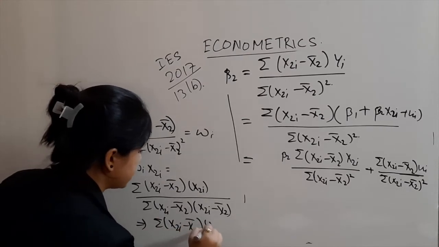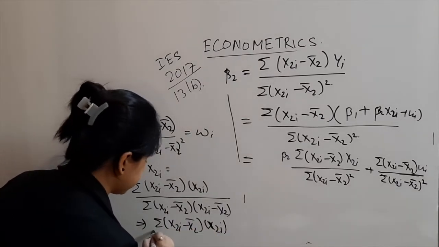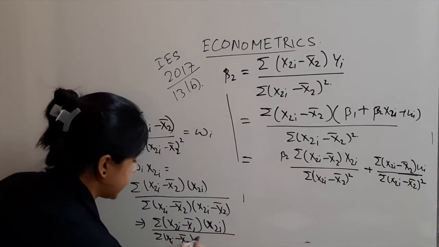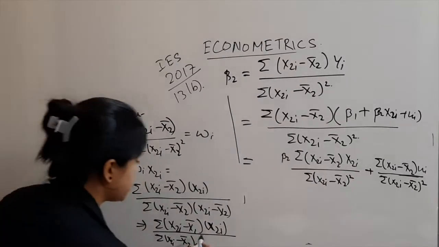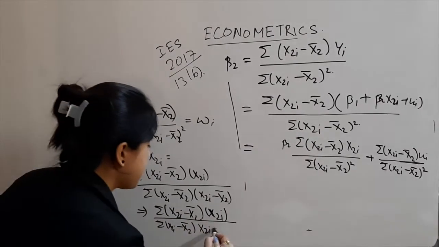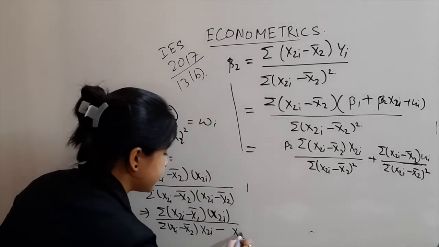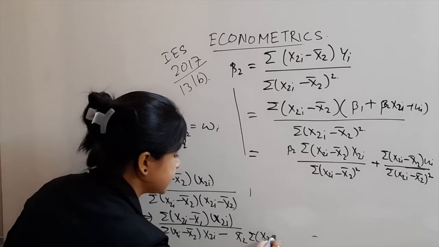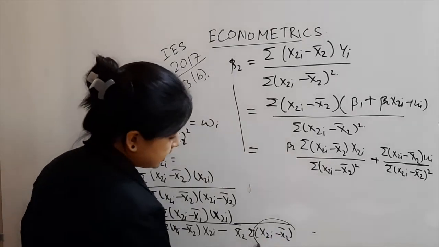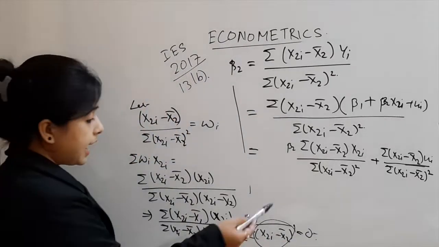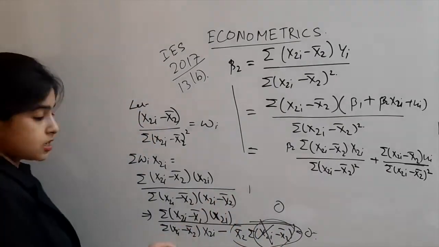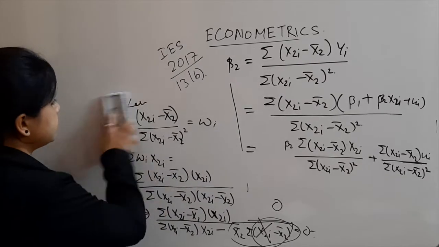(x2i − x2 bar) into x2i, divided by (x2i − x2 bar) into x2i. So this thing gets multiplied with it. With a minus, we have x2 bar outside and we have the original thing. So from here we can find that this thing is again equal to 0, and because of that this whole term gets 0 and this gets cancelled out. So what are we ultimately left with?